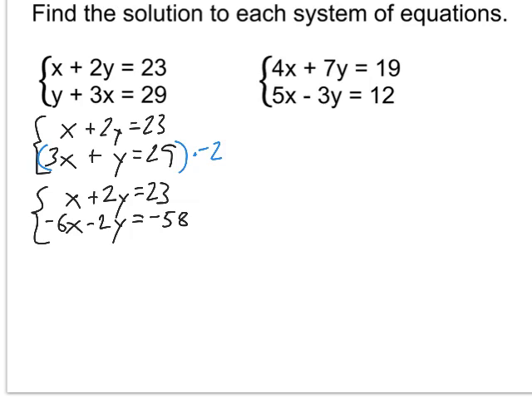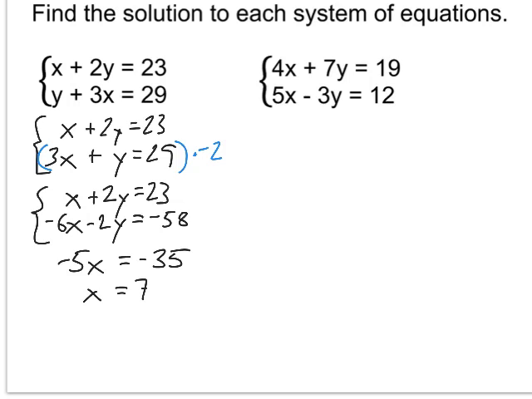So go ahead and add them together. So x plus a -6x is going to give me -5x. 2y plus a -2y. Notice I still talk that out. I still check it to make sure that's going to give me 0, which it does in this case. And then that equals a -35. Now it's hopefully easy to solve at this point. We divide both sides by -5. X equals a +7.